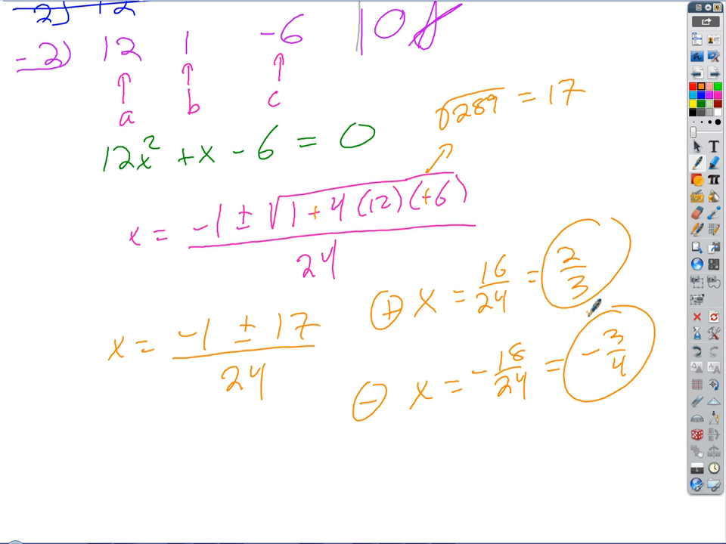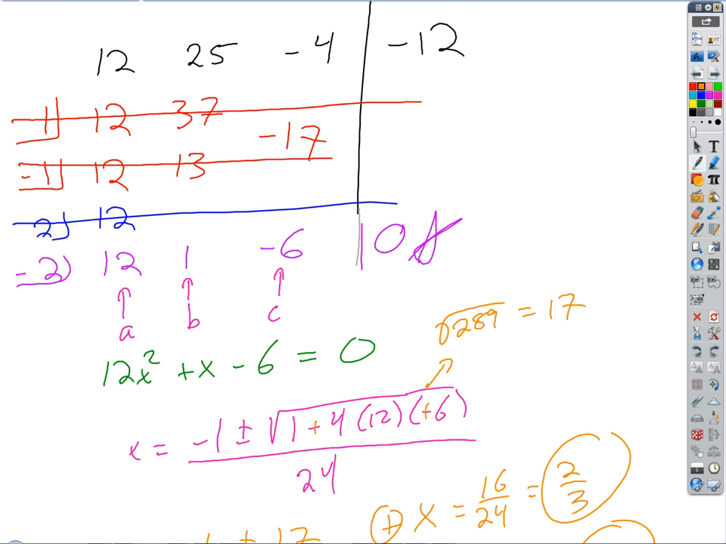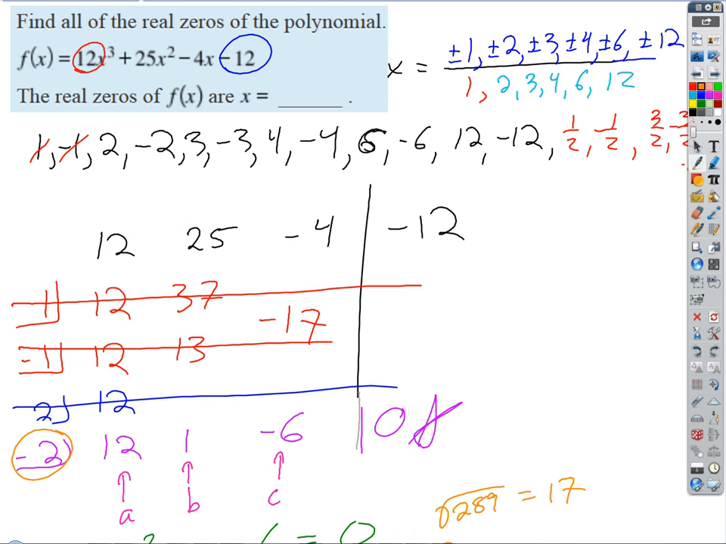So our answers are just 2/3, negative 3/4, and negative 2. So in Moodle, all I would input up here is that. So if this is the answer box, we got negative 2. What were the other two? There's 2/3, and then negative 3/4. Okay, that's it.